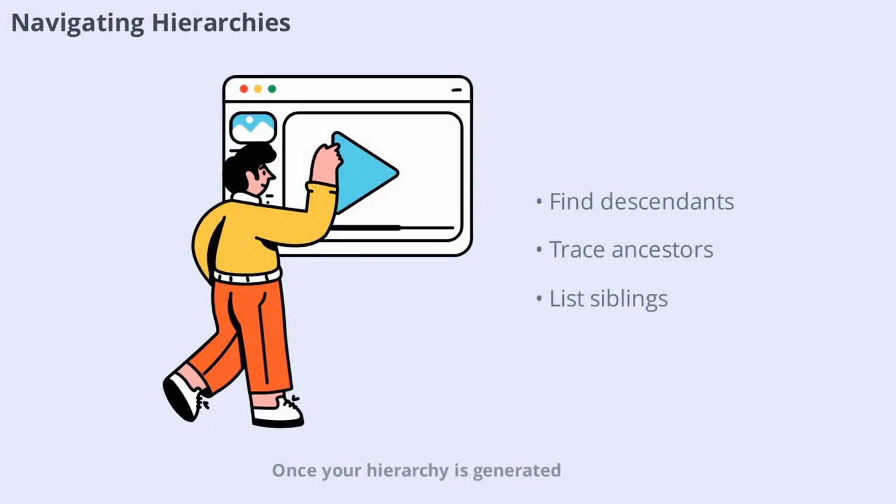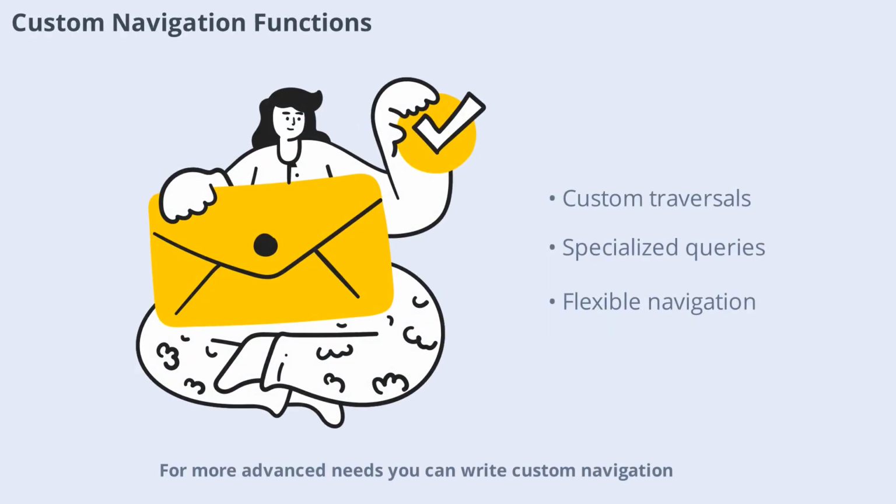Once your hierarchy is generated, SAP HANA provides built-in navigation functions to traverse it. You can efficiently find descendants, ancestors, or siblings of any node using optimized algorithms that leverage the hierarchy structure. This makes it easy to answer questions like, who reports to this manager, or what's the full path to this document? For more advanced needs, you can write custom navigation functions using the hierarchy's numeric attributes.